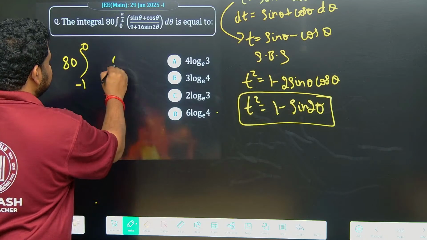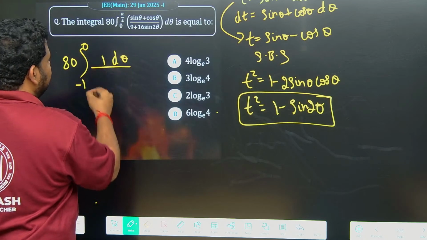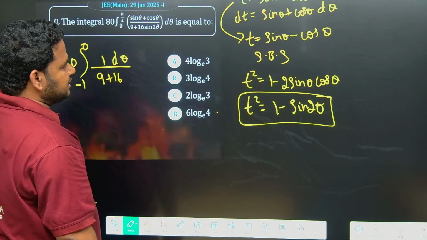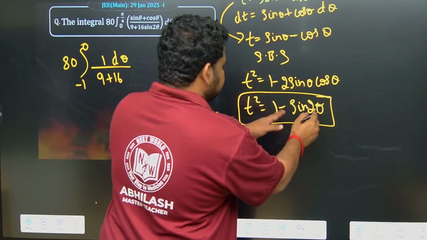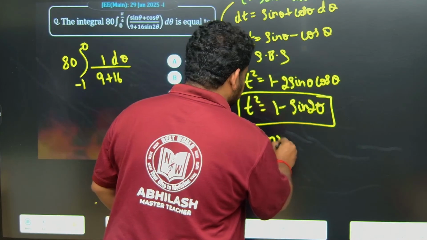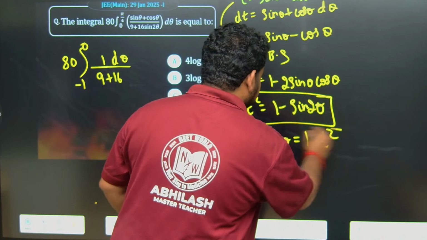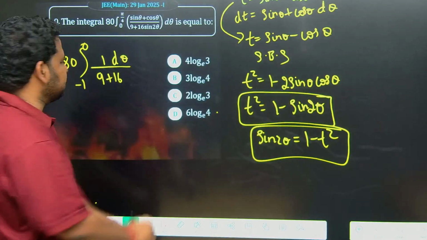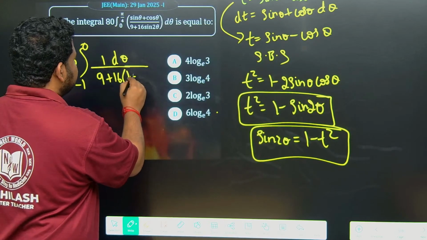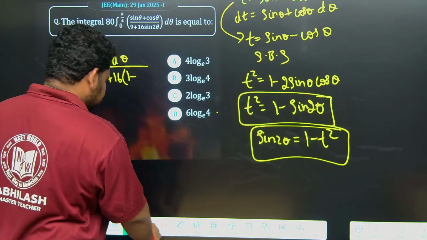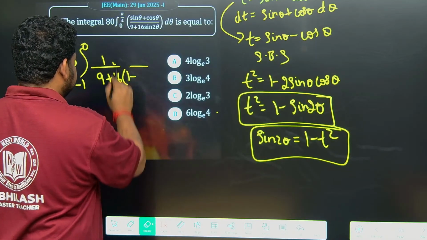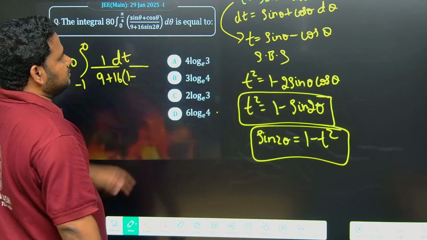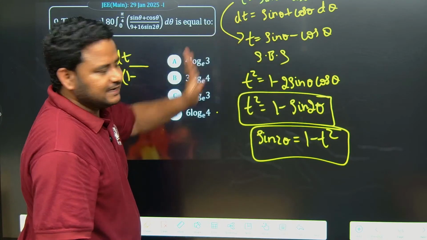Sin theta plus cos theta, what will I get? I will get d theta divided by 9 plus 16 sin 2 theta. Okay, sin 2 theta is what? This is t^2 = 1 minus sin 2 theta, so sin 2 theta will be equal to 1 minus t^2. Wherever sin 2 theta is there, I have to put 1 minus t^2. I will put it here. This is not d theta, this will be dt, because sin theta plus cos theta d theta is nothing but dt. Clear?